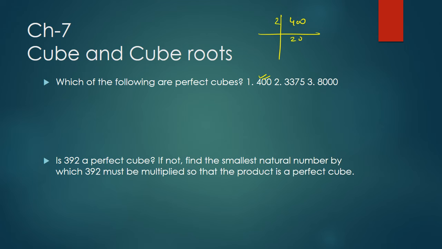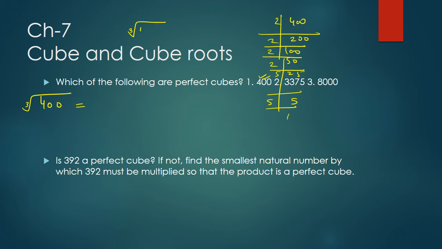2 2s are 4, 2 1s are 2, 2 5s are 10, 2 2s are 4, 2 5s are 10, 5 5s are 25, 5 1s are 5. So 400, the cube root of 400 will be, the sign of cube root is this, okay? So write the factors: 2 into 2 into 2 into 2 into 5 into 5. So these 3 2s can form one 2. Rest all are not forming any triplet, right? So it is not a perfect cube. Similarly, you can find out for the others.